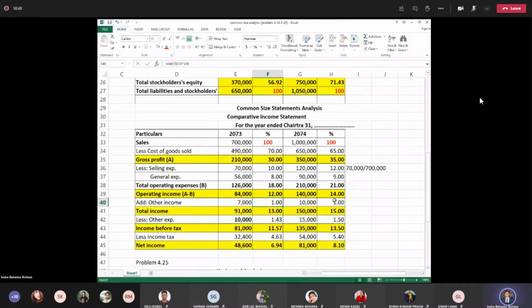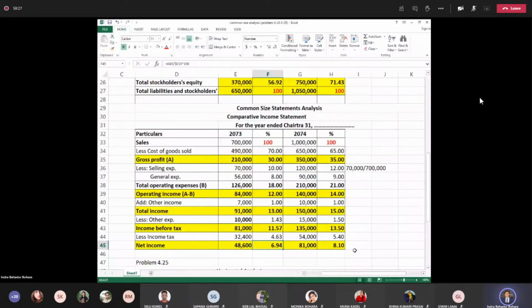And other income, there is no change in the other income. It is 1%. It remains constant. And similarly, other expenses slightly increased. Income tax, due to the income increase, net income before tax increased from 11.57 percent to 13.5 percent. So tax will increase. It is no new thing, it is real. And similarly, net profit margin or net profit ratio went from 6.94 to 8.10. So net profit increased in the company.